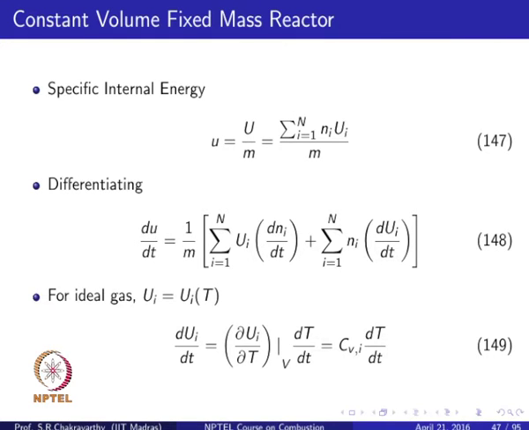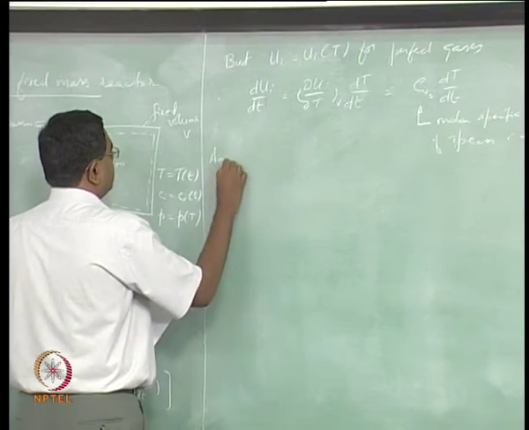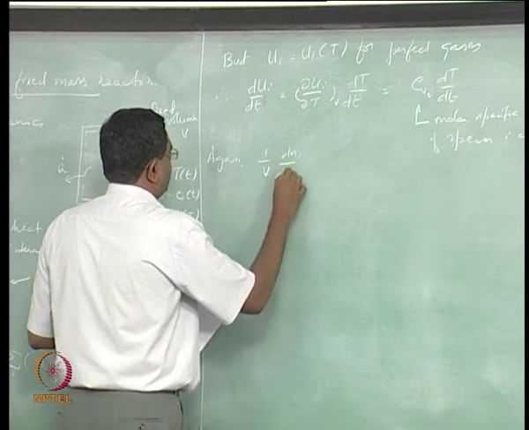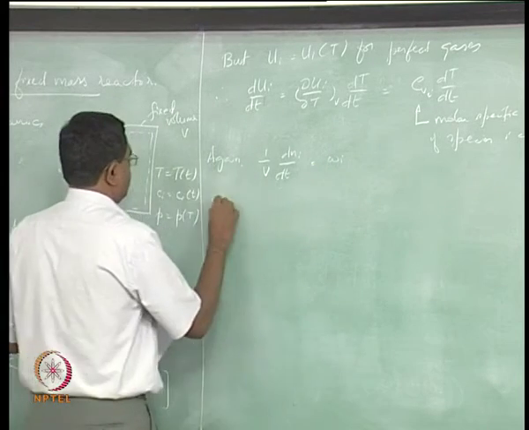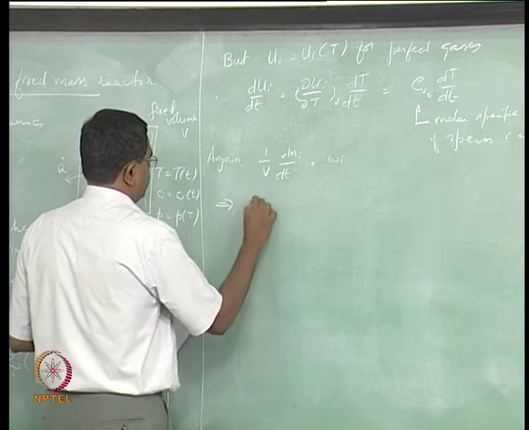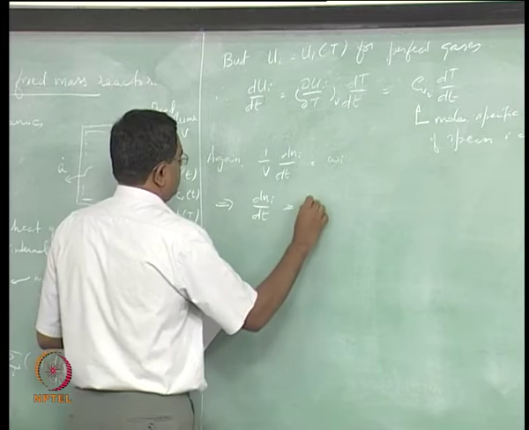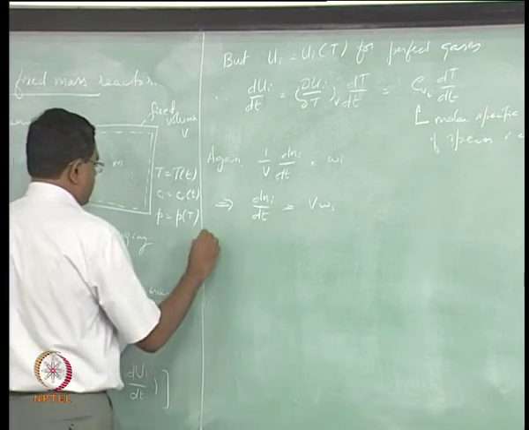Now we can plug dUi over dt as Cvi dT over dt, but then what about dNi over dt? We can do the same thing as what we did before. Again, 1 over V dNi over dt equal to omega i. So this implies dNi over dt is equal to V times omega i.